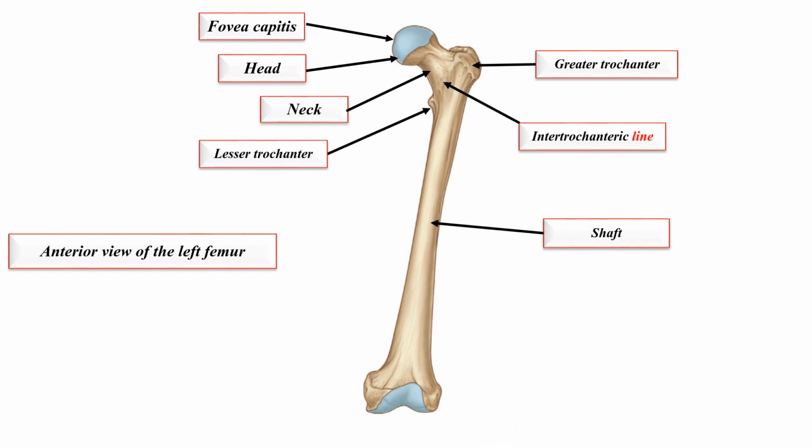Between the greater trochanter and the lesser trochanter, this is the intertrochanteric line. Anteriorly, the area between the greater trochanter and the lesser trochanter has this line called the intertrochanteric line.